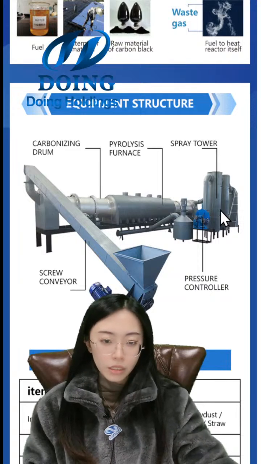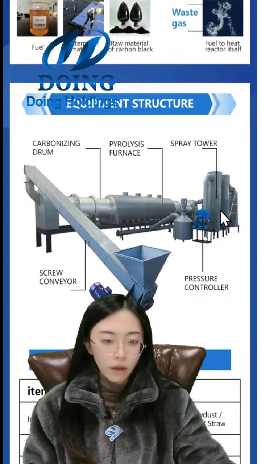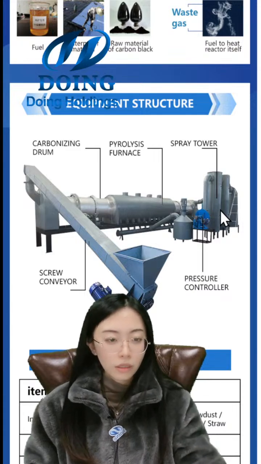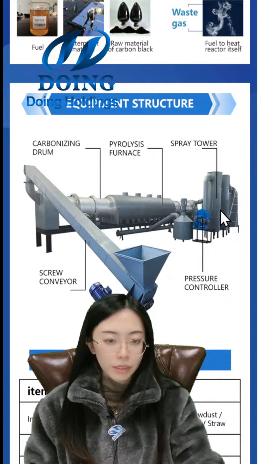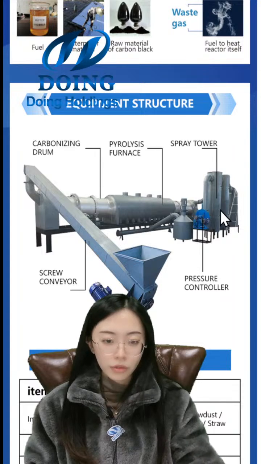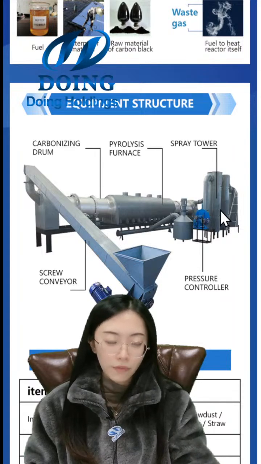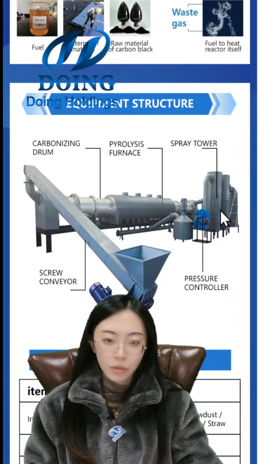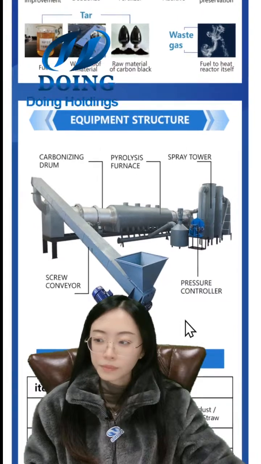So the whole production line is environmentally friendly and doesn't have any pollution. The only pollution that we need to process is the smoke. There are no other kinds of waste, like chemical waste or water pollution. So for the smoke, we will use the spraying tower.